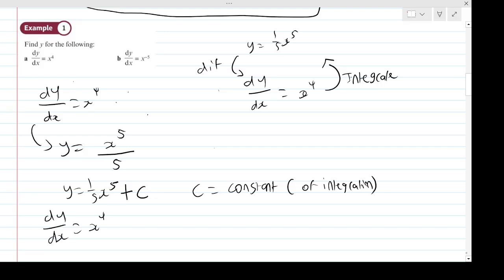So that means when we're finding y by integrating, if we integrate the derivative to get y, we need to add on a plus c at the end of our answer.